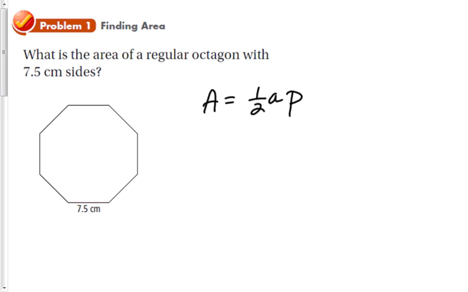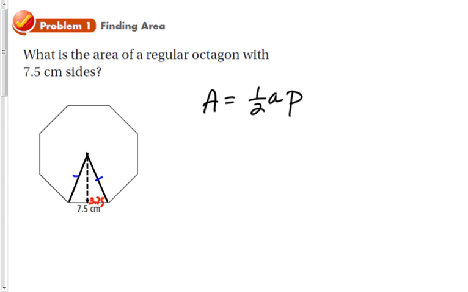So I'm going to draw in a couple lines here to help me out with this. I'm going to go from the center to the vertices, and when I do that, I end up with an isosceles triangle. I'm also going to draw in the apothem, and that bisects the bottom side there. So after I do that, I end up with this little part here being 3.75.